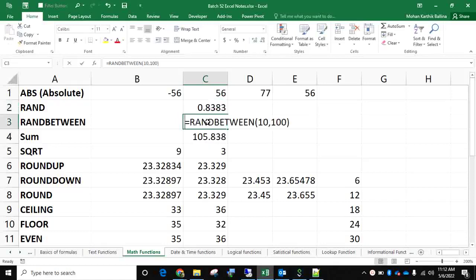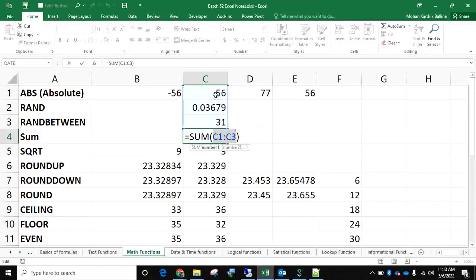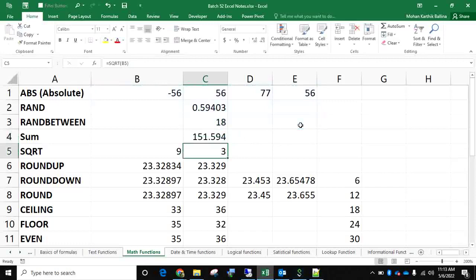Okay, RANDBETWEEN, you can retrieve a number between 10 and 100, not only 10 and 100, it's your wish. The starting number and the ending number, in between it will retrieve any number. This range is as per your wish. Next, SUM is a kind of adding the numbers. You can give it however you want. Next, square root: the square root of 4 is 2, of 9 is 3, like that.